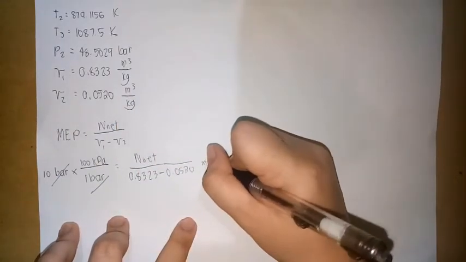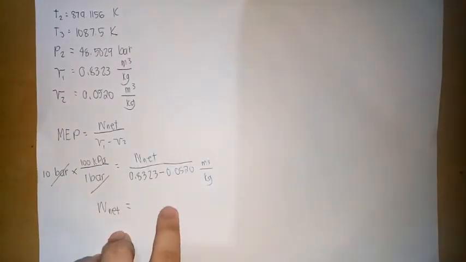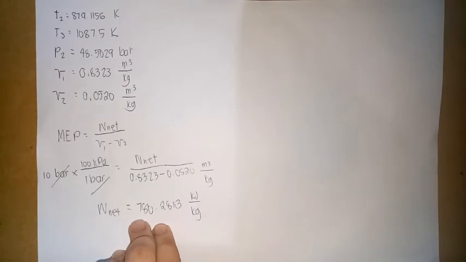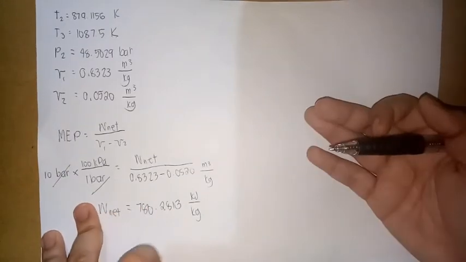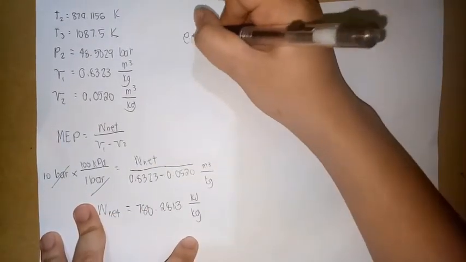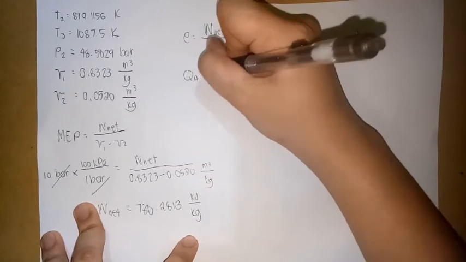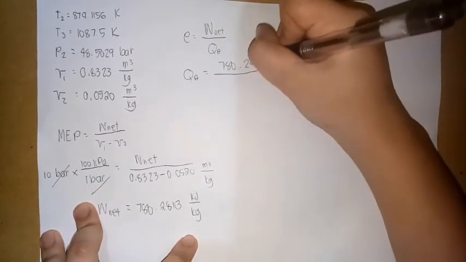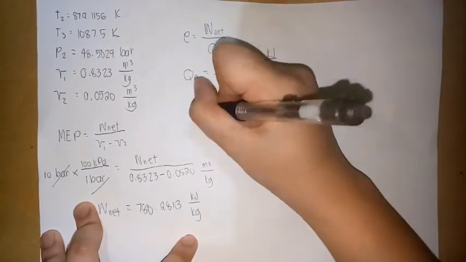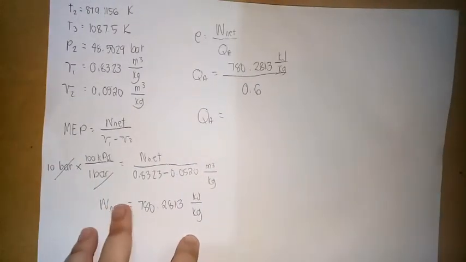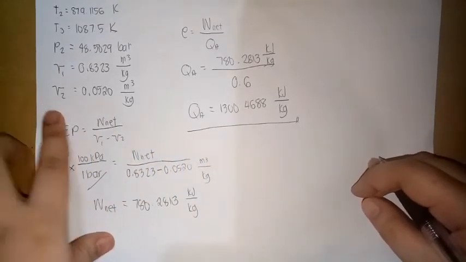So, ang ating magiging unit dyan is kilojoules per kilogram. And our answer, work net, is equal to 780.2813 kilojoules per kilogram. Now, let us use the formula for efficiency in order to solve for QA. So, ang ating formula efficiency is work net divided by QA. So, QA is work net divided by efficiency or 780.2813 kilojoules per kilogram divided by efficiency which is 60% or 0.6. And QA is equivalent to 1,300.4688 kilojoules per kilogram.